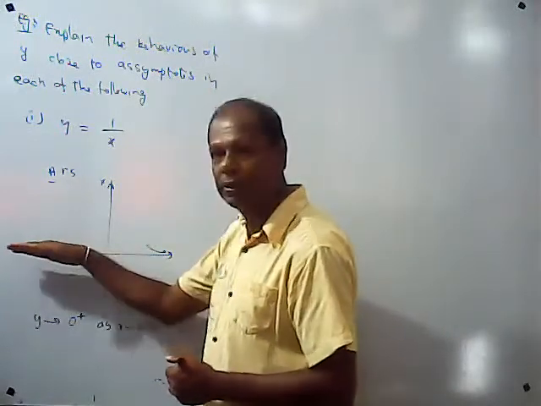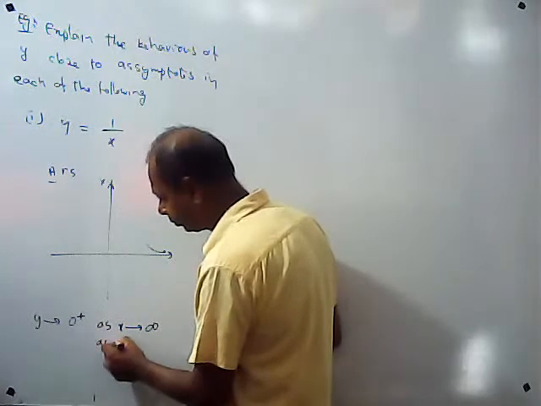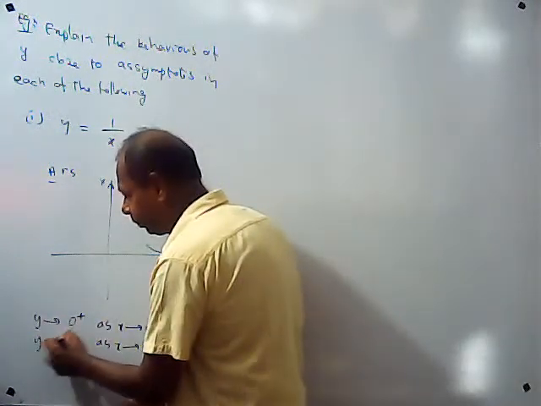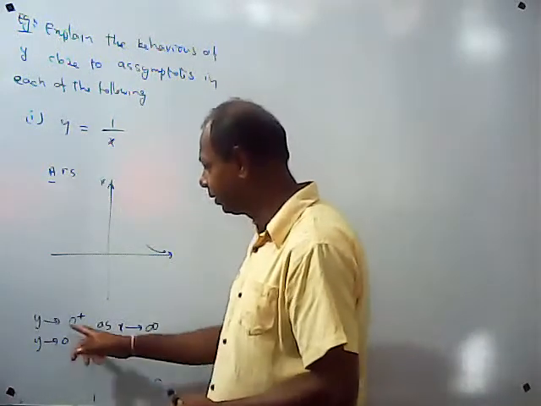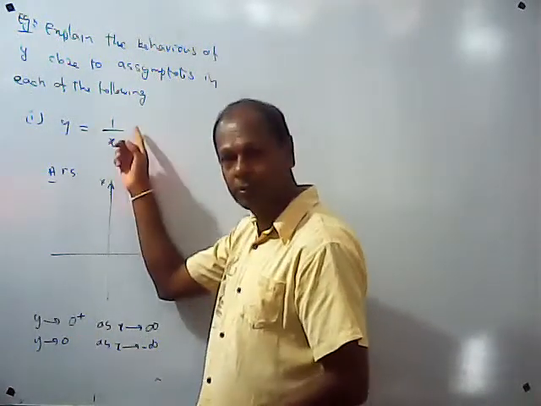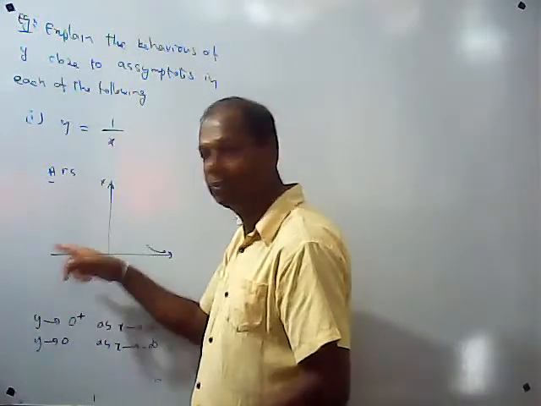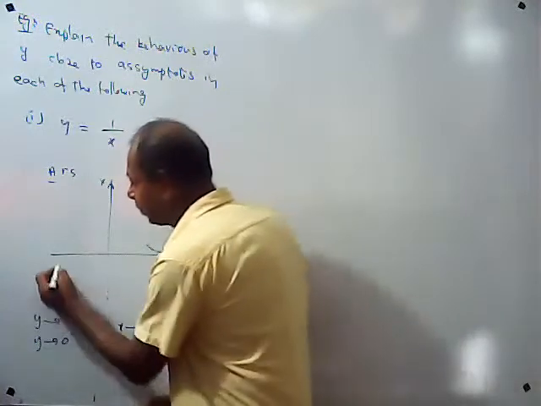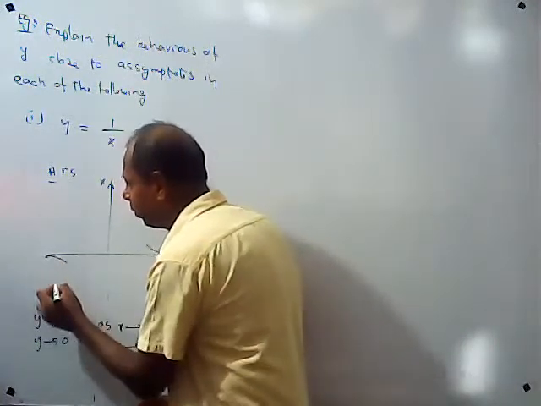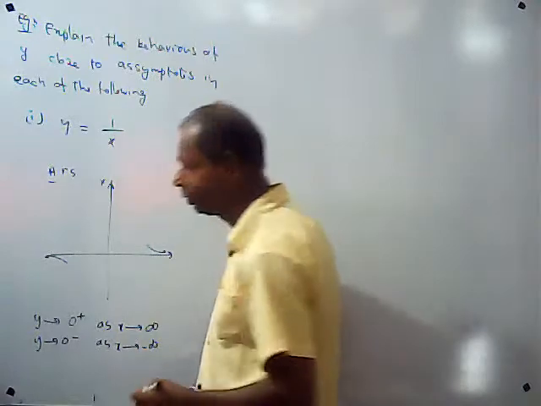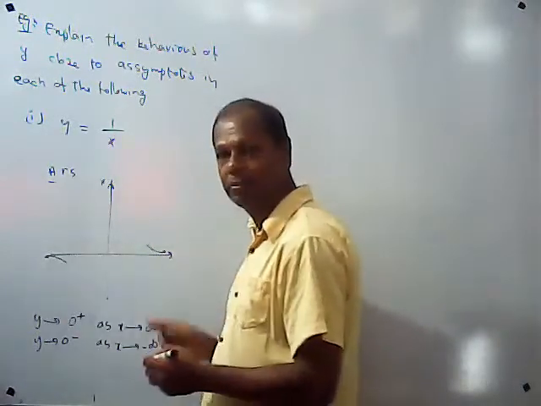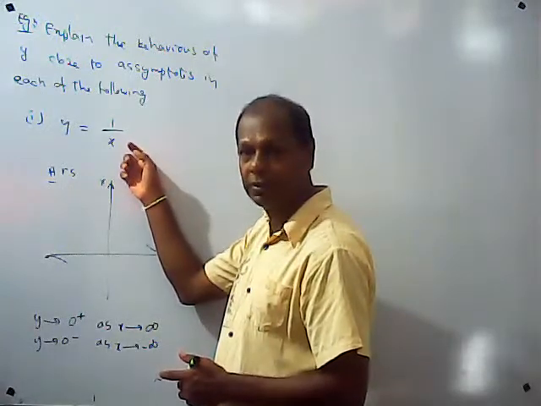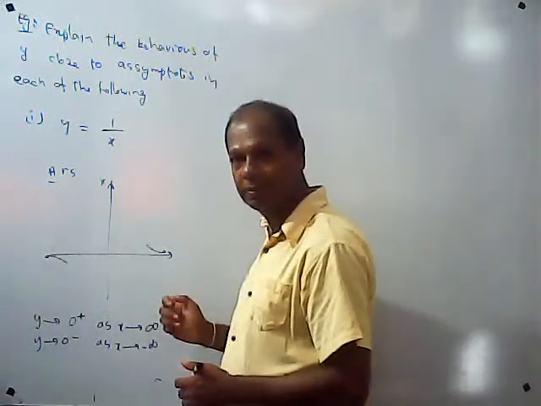Then as x goes to negative infinity, still y will go to 0. This time, as x is negative, 1 over x will also be negative. So it will come to 0 from negative side, below, not from above. So 0 from negative side. So this is the horizontal asymptote. There is a horizontal asymptote. For this graph, it is the x-axis.